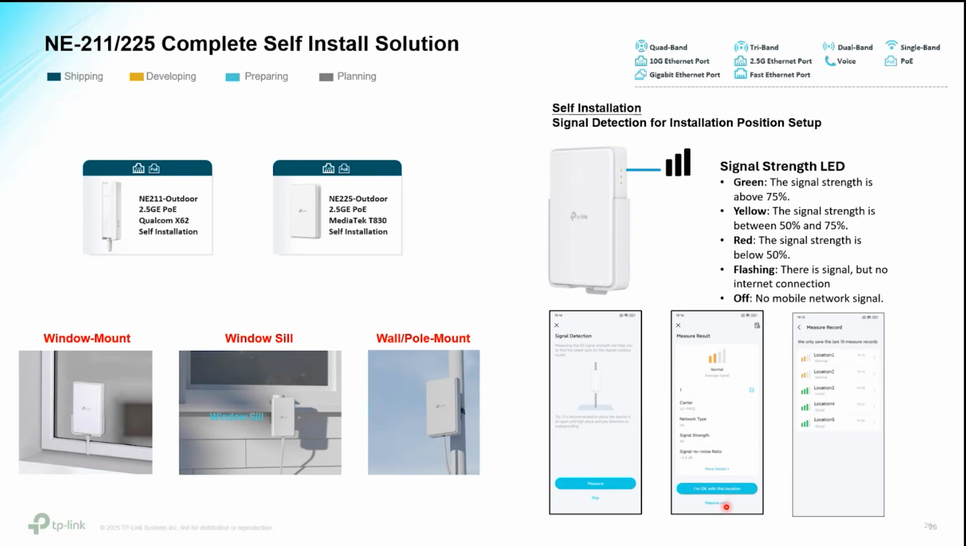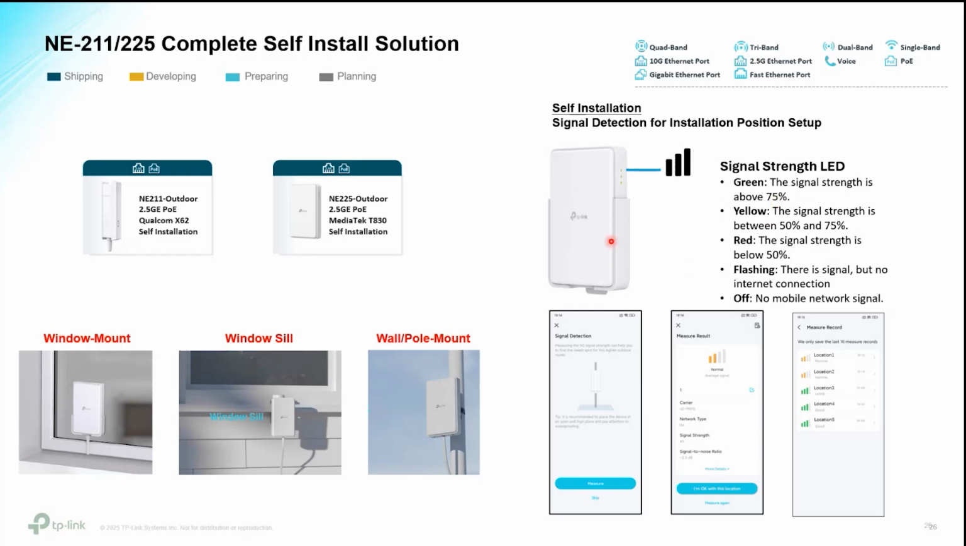And then for actually positioning it and pointing it in the right direction, or finding the right location around the building where to put it, there's a couple of different options here. One, there's LED indicators on the side of the NE225. 3 bars obviously is your best signal. 1 bar would be a weak signal. Try and get at least 2, preferably 3, right?